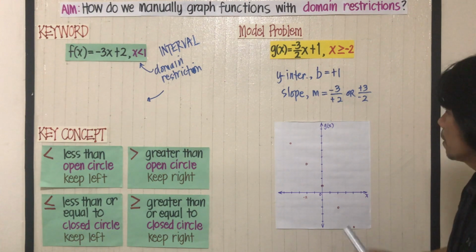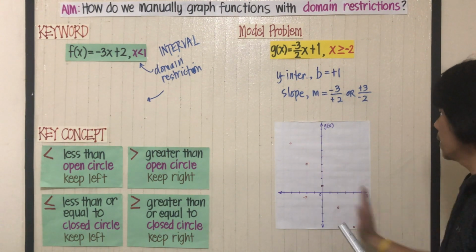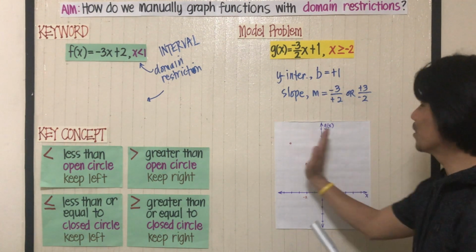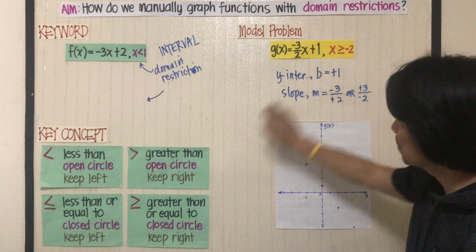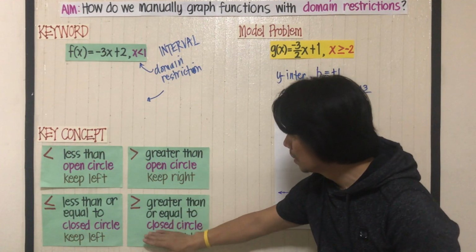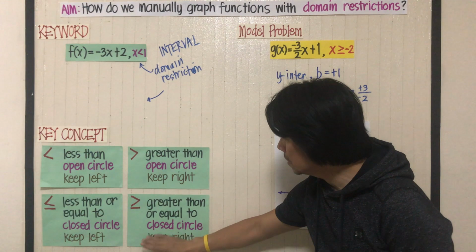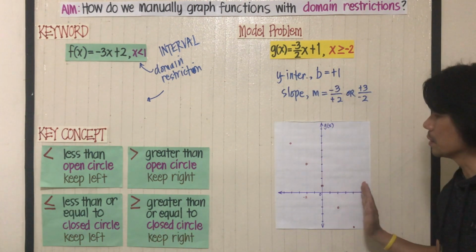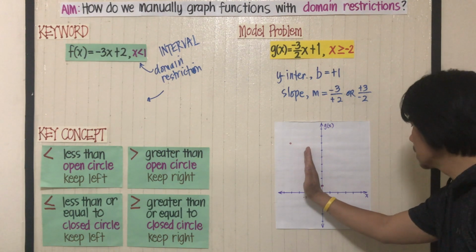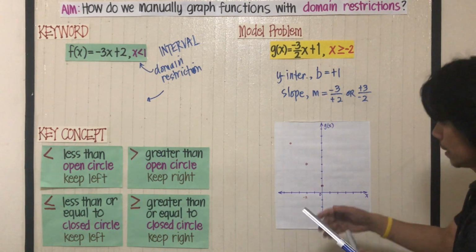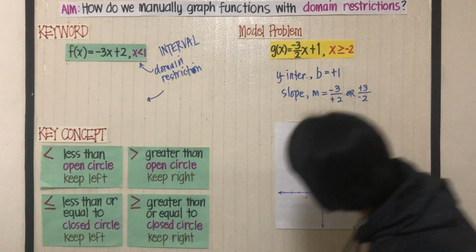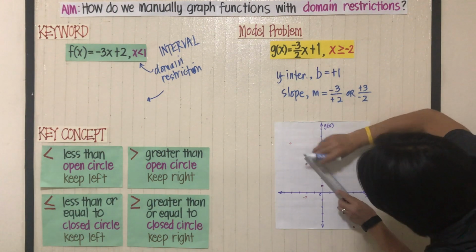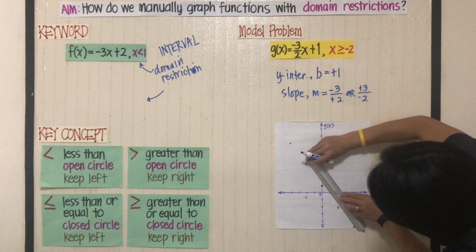Now, but which direction do we keep? Do we keep the left side? I mean the right side or the left side? Since it's greater than or equal to, we're gonna use a closed circle, and then we keep the right part or the right portion. So from here, we're gonna keep this part. Therefore, we're gonna connect these points from here down.